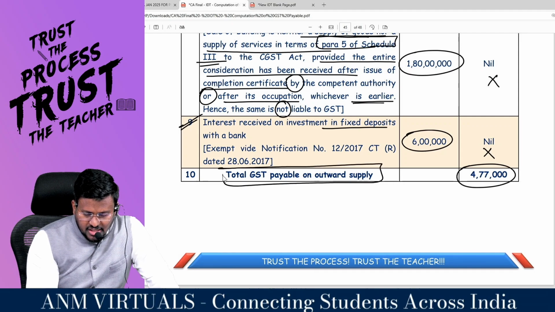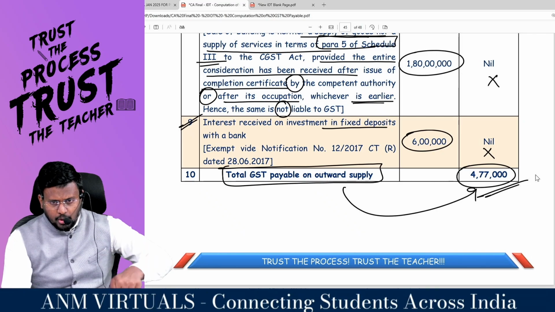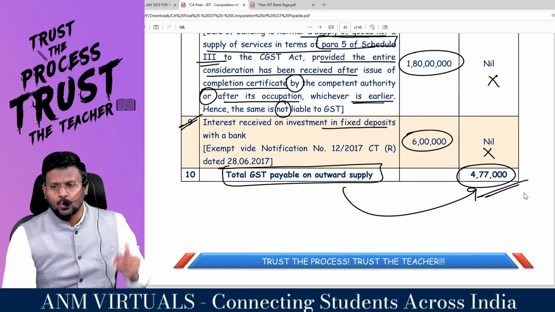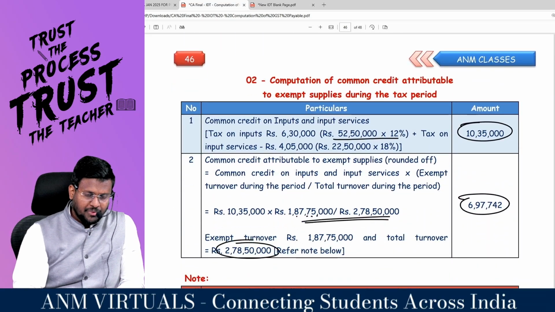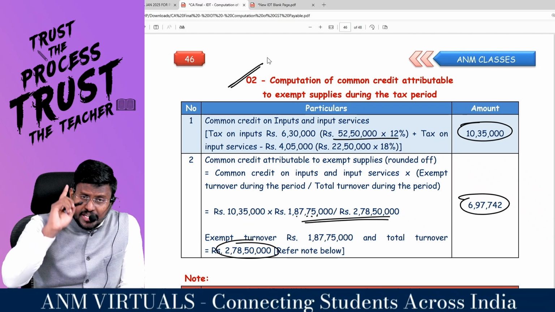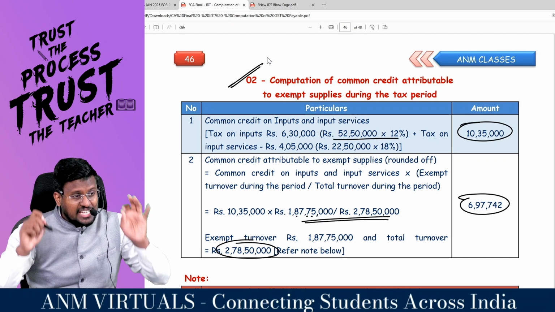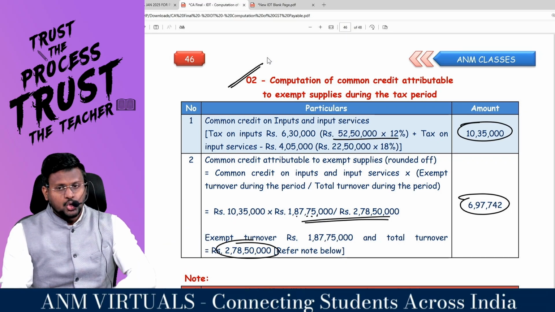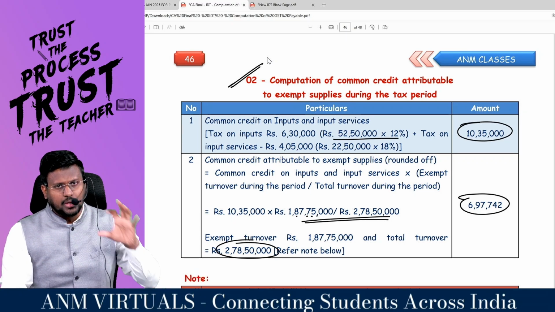So, total GST payable on outward supply is 4,77,000. This includes domestic supply and export IGST. Every outward supply we have done, 4,77,000. Comfortable, sir. My dear lovable students, I'm going to compute the common credit, because the question itself says that inputs and input services have been used to provide both taxable as well as exempted supplies. So I have to find out the exempt turnover and the total turnover.